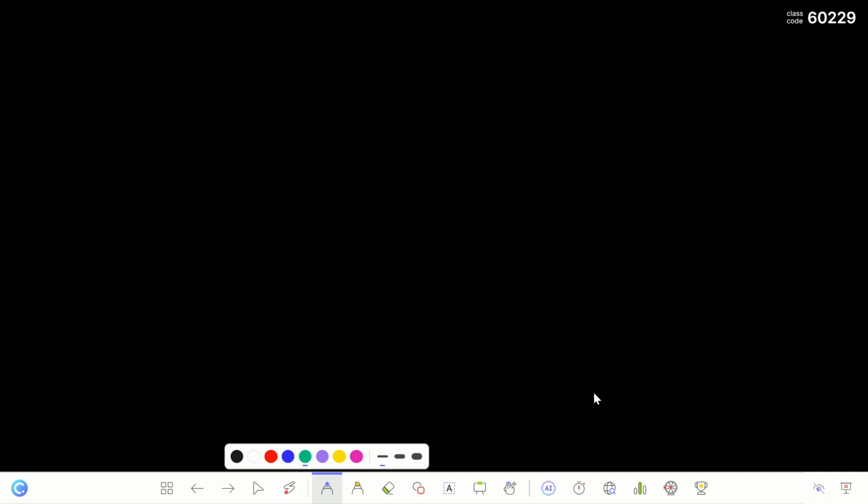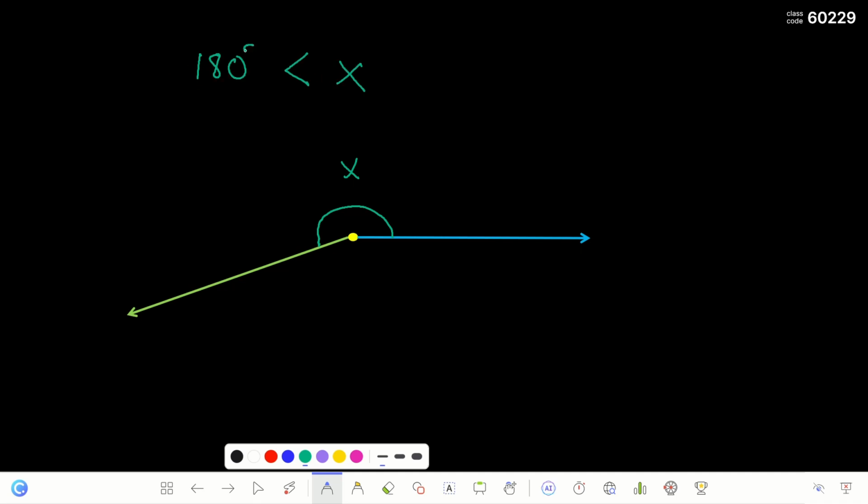Lastly, I can have this sort of an angle. These are two rays, and this is the angle formed by the two rays. Now, this angle, let's call it again X. In this case, X is greater than 180 degrees. You can clearly see it is greater than a straight angle, but less than 360 degrees.